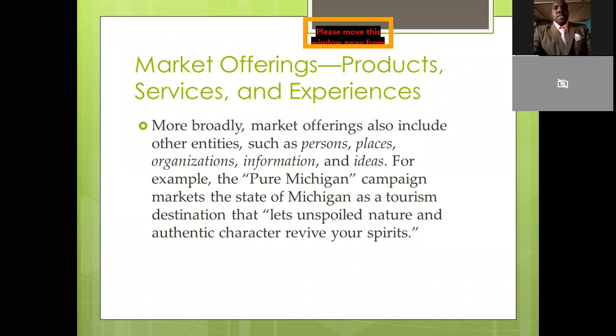All right, so more broadly now, market offerings also include other entities such as persons, places, organizations, information, and ideas. For example, the Pure Michigan campaign markets the state of Michigan as a tourism destination that lets its unspoiled nature and authentic character revive your spirits. Example of a market offering.